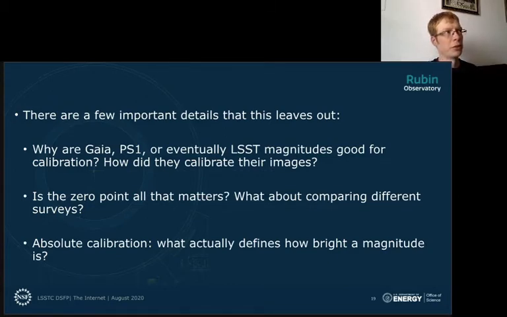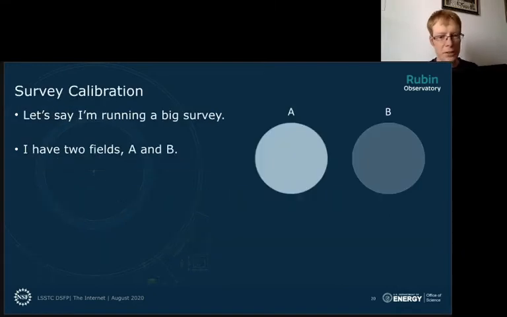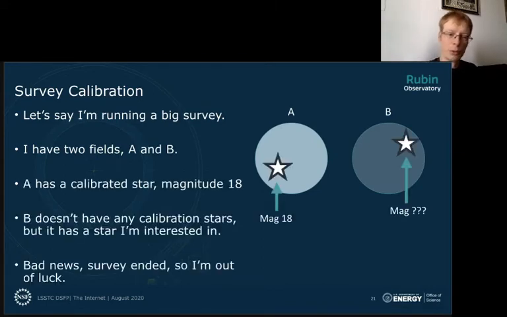So let's go into how these large surveys calibrate their data. Let's imagine that I'm running a large survey, but my large survey only has two fields. In one of those, I have a calibration star, which somebody has told me is an 18th magnitude star. And so I can apply what we just discussed in order to calibrate all the stars in field A. But in field B, I was unfortunate and did not have any calibration stars that happened to fall into that field. And so I'm unable to calibrate that field.